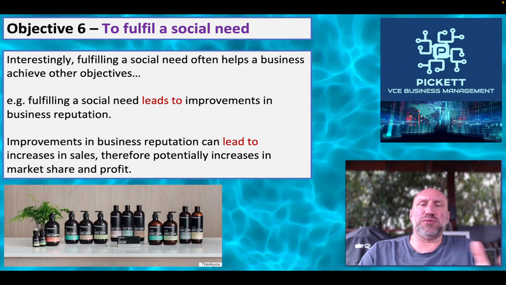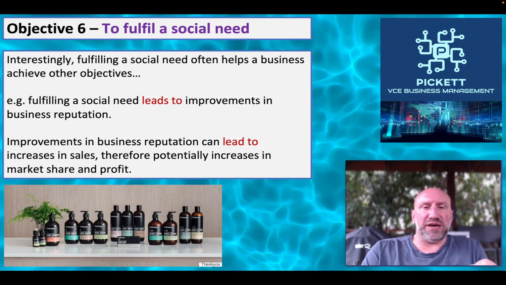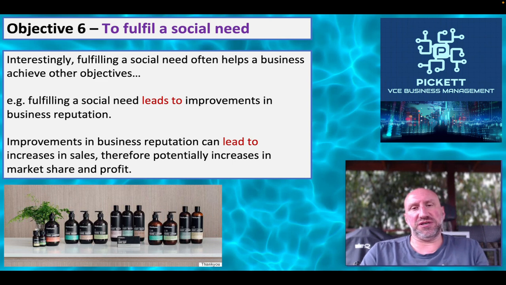So an example there could be the Thank You business. People often buy their products as opposed to others because they're a social enterprise, and people feel that by buying from them as opposed to a brand which is not a social enterprise, they are in turn doing some good, and that obviously drives sales and profits for that particular business.